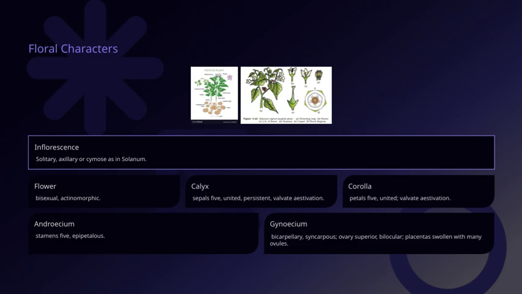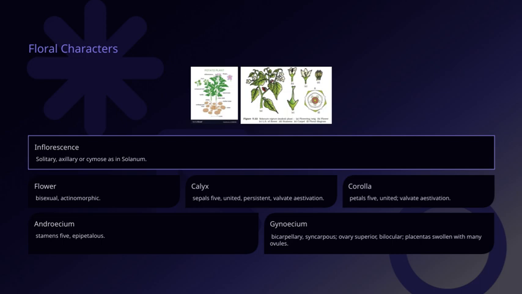The ovary is bilocular, meaning it has 2 chambers, and the placentas inside are swollen with many ovules, suggesting a high potential for seed production. Now, regarding the gynoecium, it consists of 5 sepals that are united and persistent, also showing valvate aestivation, similar to the petals. The calyx, in this case, is quite characteristic.